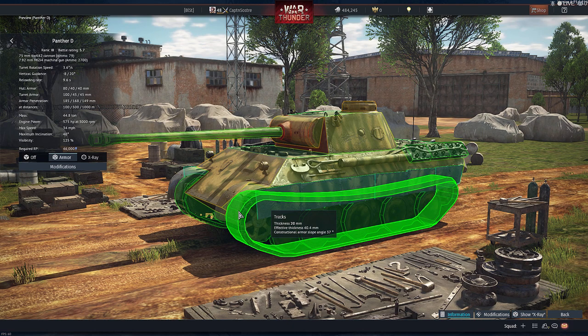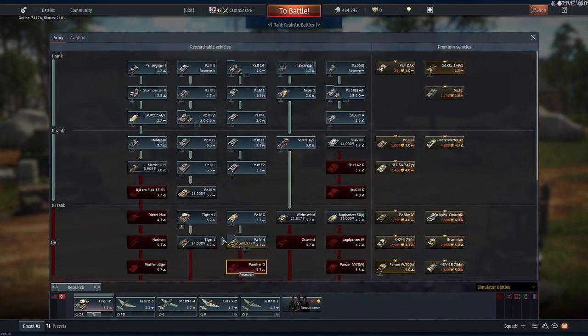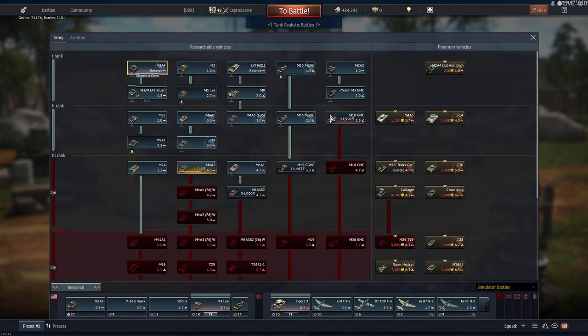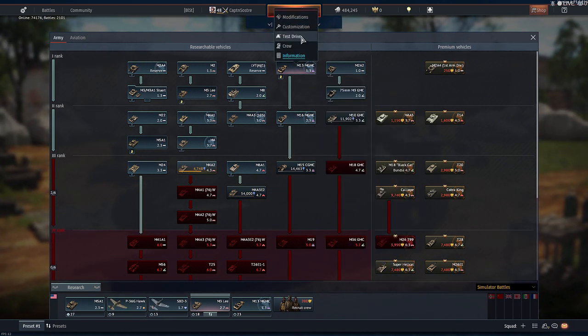I'll go through a few of the other things, but I won't calculate them. I just want to briefly cover the armor ratings for you guys. Again, this is all on the War Thunder wiki, and I'll put it in the description below as well for you guys. So tank tracks have a 0.75 armor rating. Structural steel of chassis will have a 0.6 armor rating, and that's it for here on this Panther. We're going to take a look over at the American tanks real quick. We'll take a look at the M13 here.